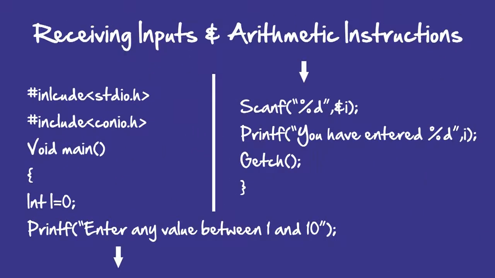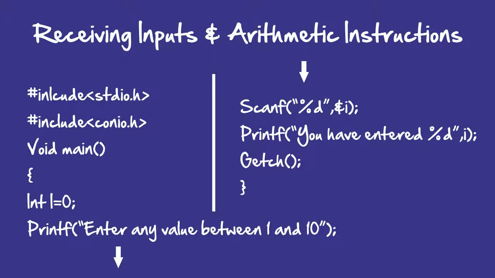Now let's see our second program. The basic aim of this program is to accept any integer value from the user. In this program we will print a message on the console screen: enter any value between 1 and 10, and then we will accept one integer value from the user. If the user enters a value greater than 10 or less than 1, then also it will get accepted, but we are just providing the message to enter any value between 1 and 10. After that we are accepting that value and storing it into an integer i, and after that we will print the value which the user has entered.